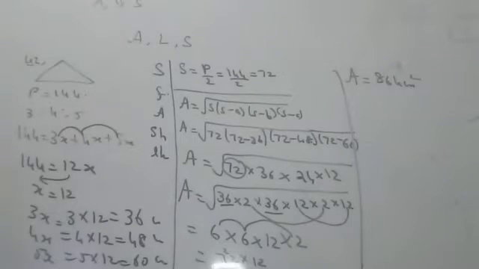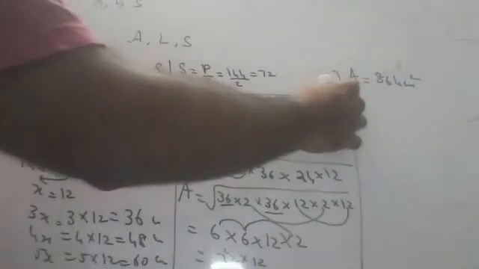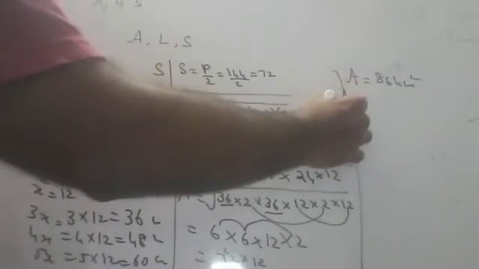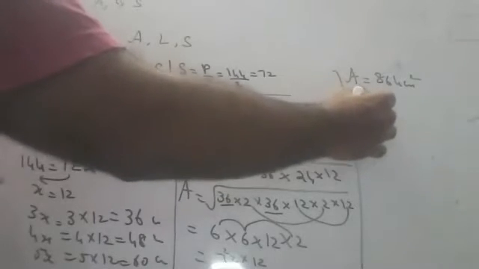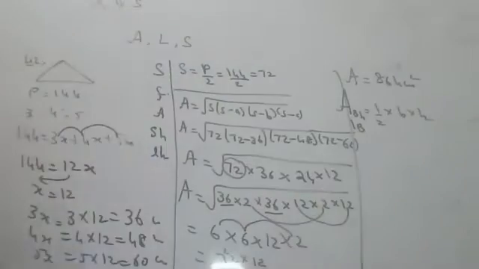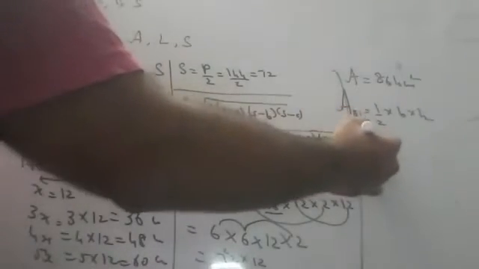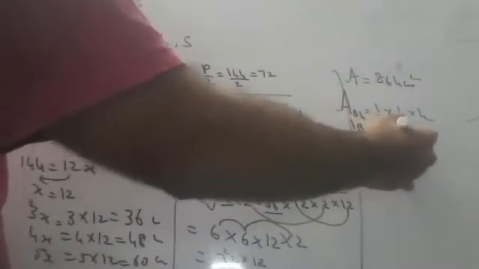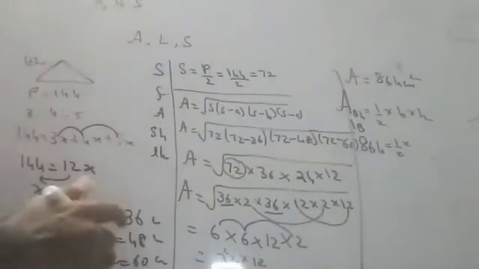Okay, the area is 864 square centimeters. Now, if you want the shortest height, then take the longest base. Area is half into base into height. Are you able to understand, children? So 864 is the area, half into, if you want the shortest height, what is the longest base, children?